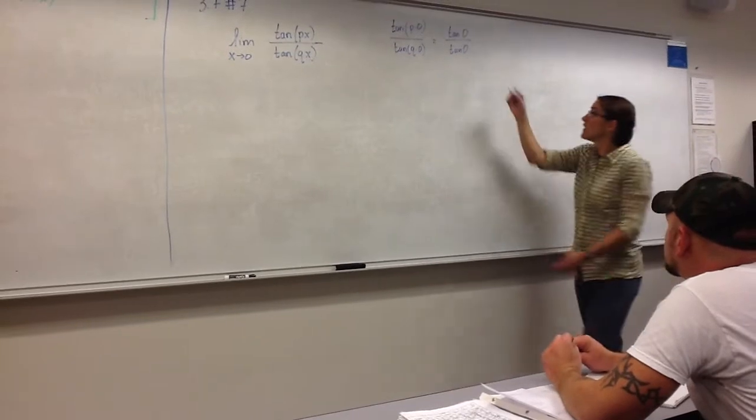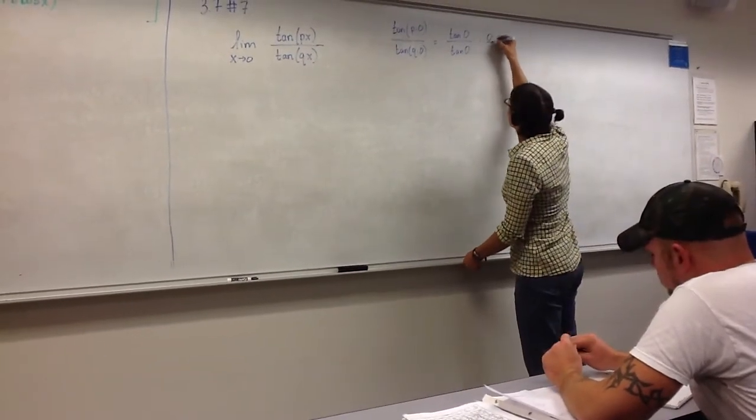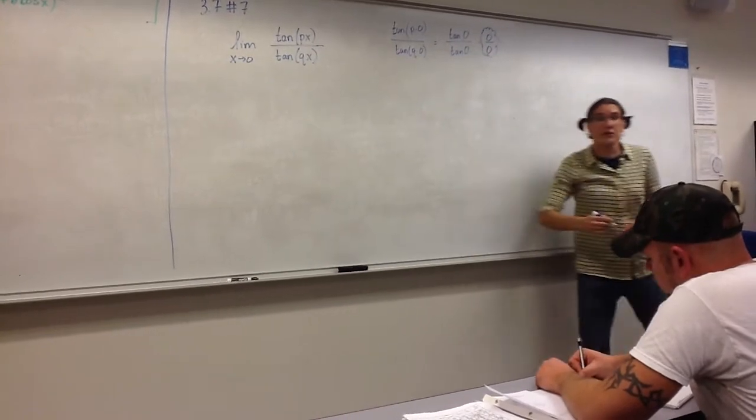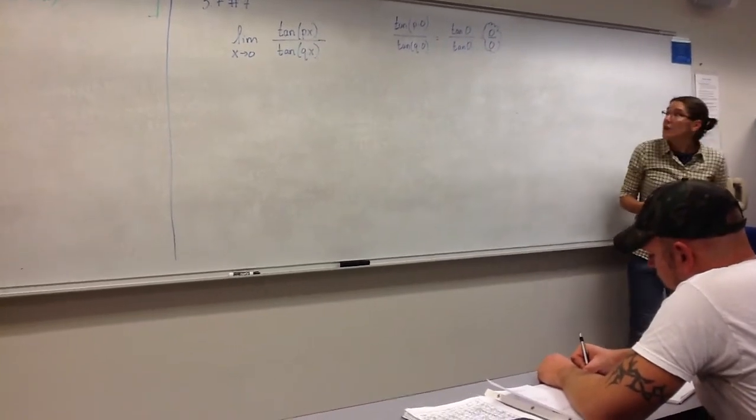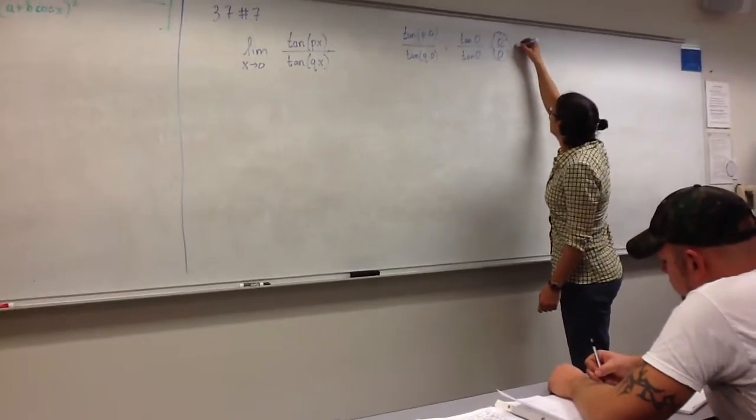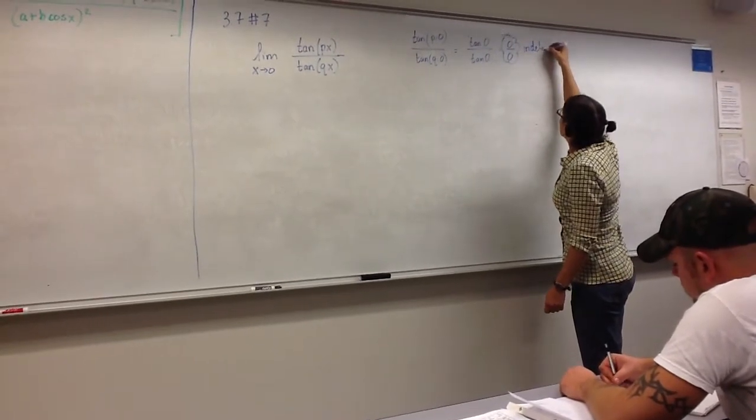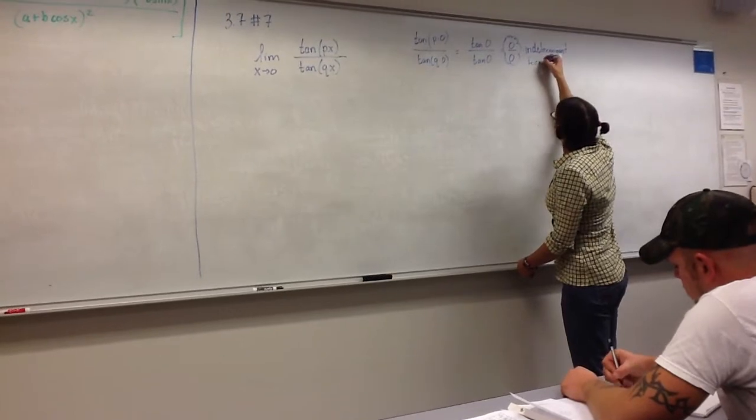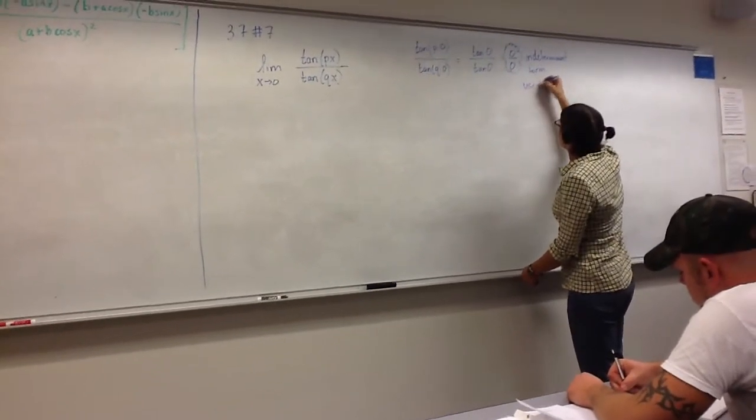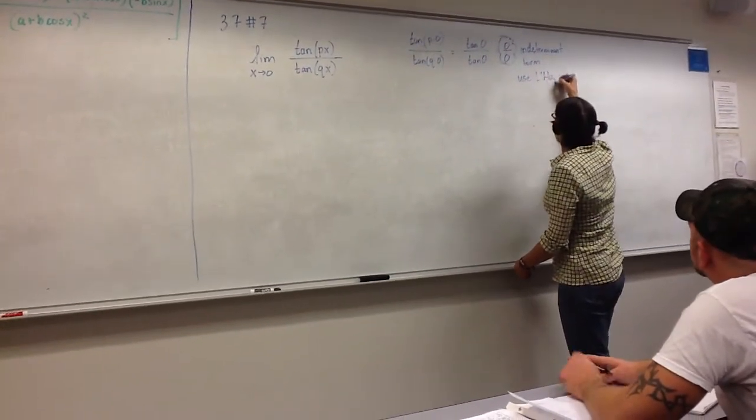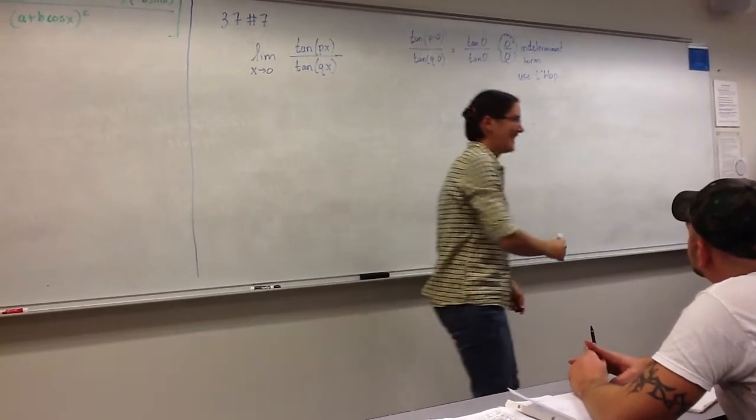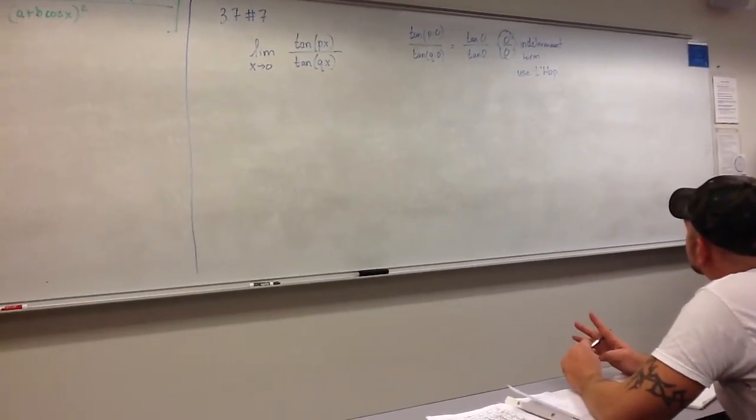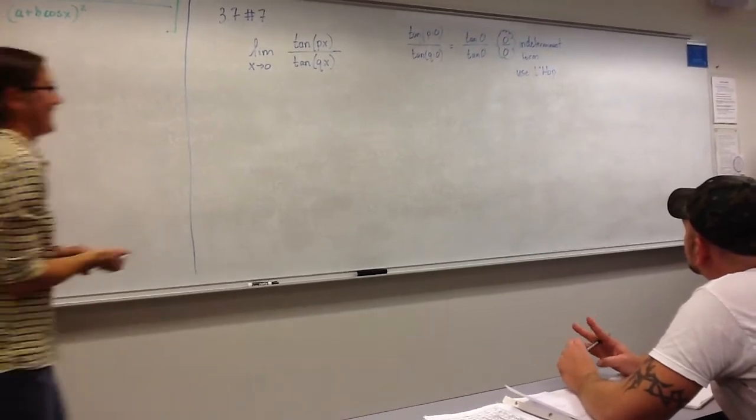So the tangent of 0 is equal to 0. So we end up with 0 over 0, which is one of our indeterminate forms. And so this tells us that we can use L'Hopital's rule. Hardy har, with no S, Mr. Hospital. Okay, so let's use L'Hopital.